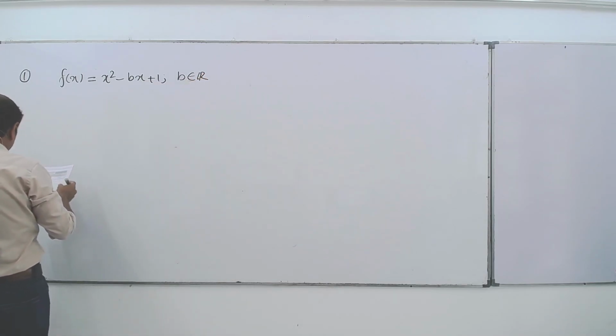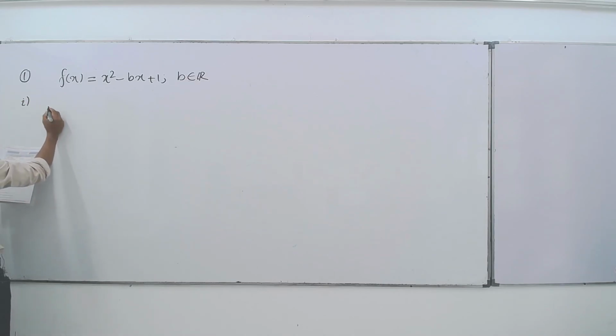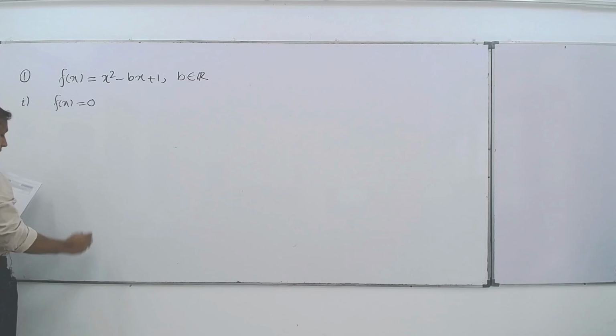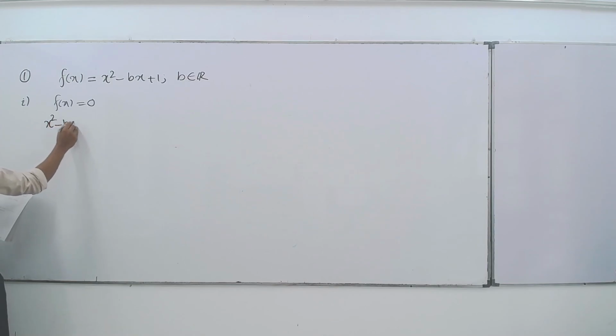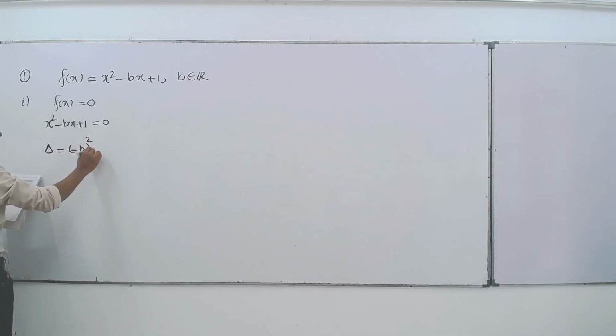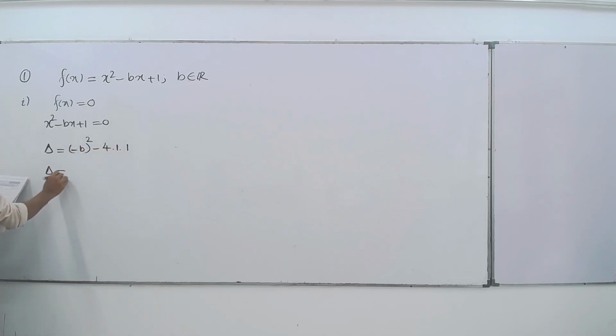Right. First question asking: write the discriminant of f(x) equals 0. F(x) equals 0 means x squared minus bx plus 1 equals 0. Discriminant delta: the x coefficient is b, its perfect square, minus 4 times a, which is 1, c also 1. Delta is b squared minus 4.